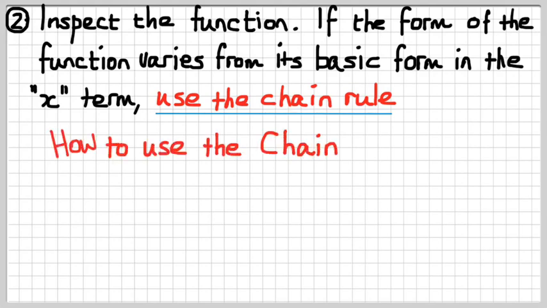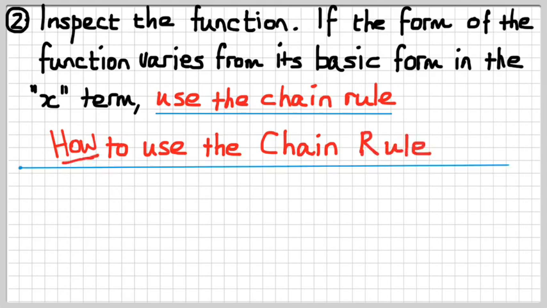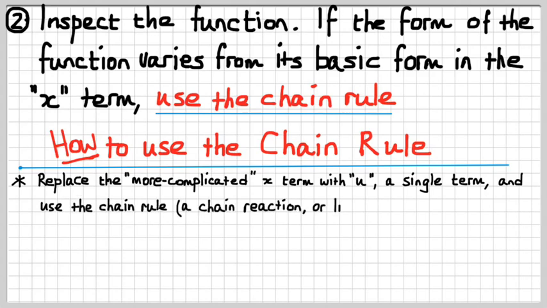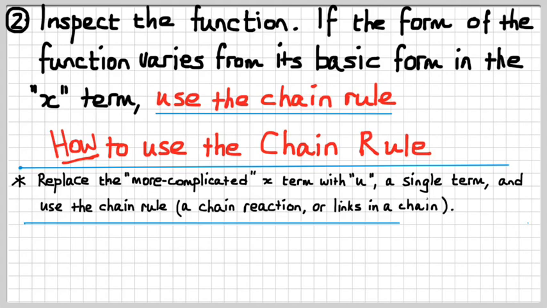So the next step is how to use the chain rule. Now that's the one you want to know, isn't it? Well, it's the most fascinating procedure. So what we do is we replace that more complicated, yucky looking term, which is there where the x was supposed to be, and we call it u, a single term to remove the complication, and then we use the chain rule. And the chain rule is like a chain reaction or links in a chain, and you'll be amazed when you see how we use it.